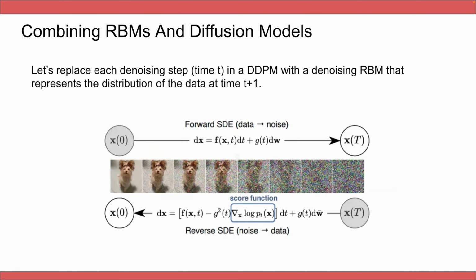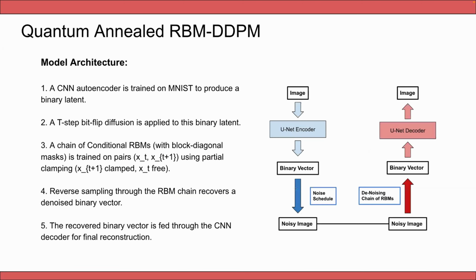Now, our approach: we're going to combine quantum RBMs and diffusion models. One application of RBMs is denoising images. We can train RBMs to remove noise from images. So we had the idea, why not replace every step that removes noise from the noisy image in our model with an RBM that removes the noise? We would have an RBM there removing noise, an RBM there, and they all just remove noise in a chain. So this is our model.